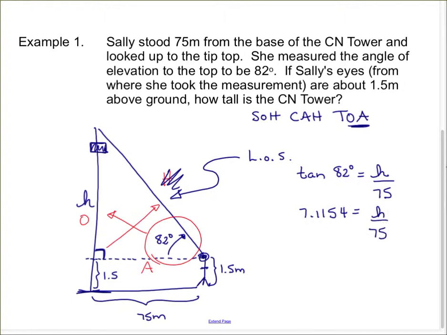Now we could use cross multiplying. If you want to use cross multiplying, you need to do this and then go h times 1 and that times that. I prefer not to do cross multiplying in this situation when I've got the h on top. It's much easier to say I'm going to do it by isolation. So if I do it by isolation, I'm going to multiply this side by 75 to get rid of that 75, and then I have to multiply this side by 75. That's going to give me the h by itself. And then on this side, I have to multiply this number, 7.1154, by 75.